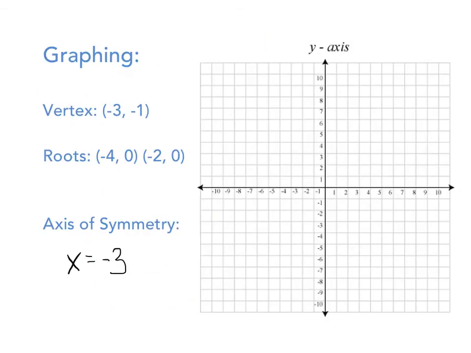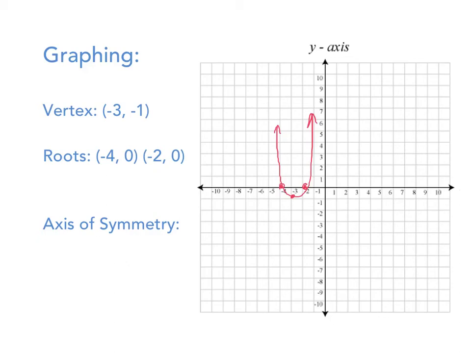Now we can answer our original question of how do we graph this. All we need is our vertex and our roots. So we can graph these three points and then connect them to see our parabola. First I'll graph my roots at (-4, 0) and (-2, 0), and then I'm going to graph my vertex at (-3, -1). All I have to do is connect those with the parabola, and I have a rough sketch of what this quadratic looks like.